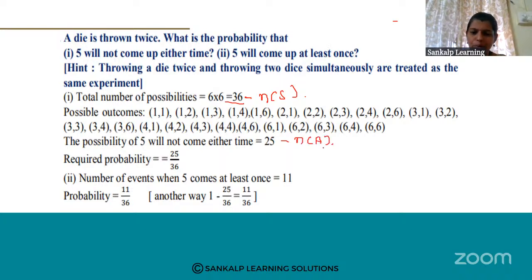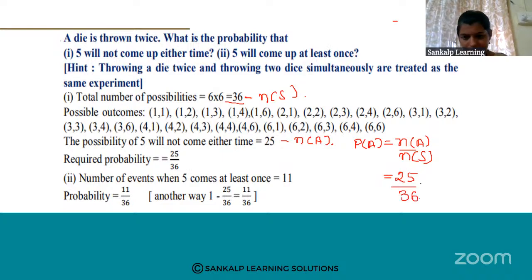So the required probability P of A is equal to N of A divided by N of S. Okay, N of A is 25 divided by N of S, meaning the total number of outcomes. How many outcomes are there? 36. So you will get 25 divided by 36. Okay. Next, number of events when 5 comes at least once.